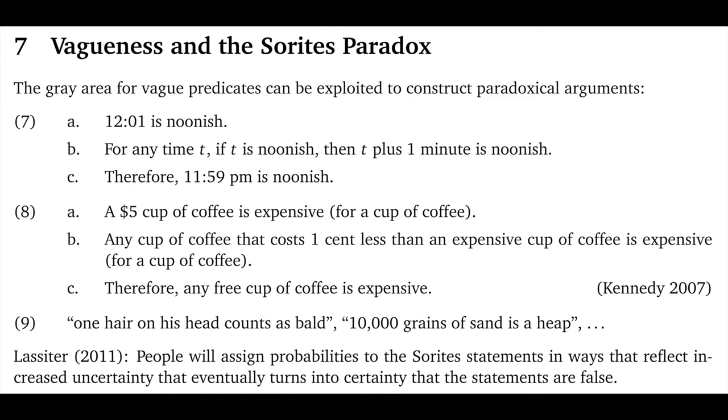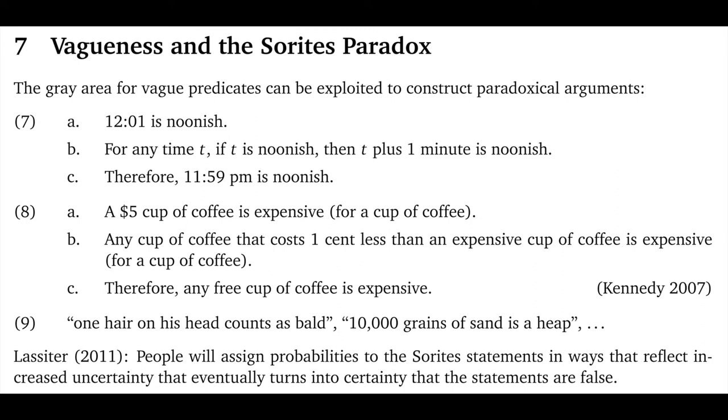So then we're tempted by the statement that for any time t, if t is noonish, then t plus 1 minute is noonish. But that's recursive, and we are led directly to the obviously false conclusion that 11:59 p.m. is noonish. Now, you're probably thinking, well, of course, at some point we added too many minutes, and so we want to deny premise 7b. However, it's clearly fine to apply 7b for a while, and figuring out when you can stop will bring you headlong into the inherent vagueness of the predicate noonish.